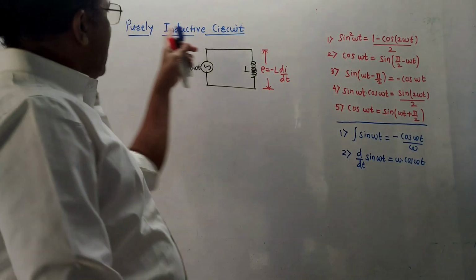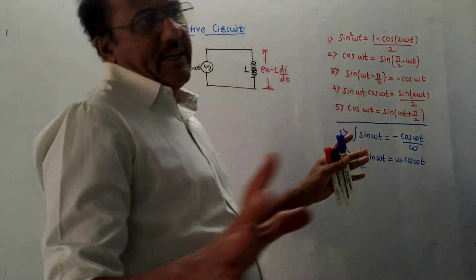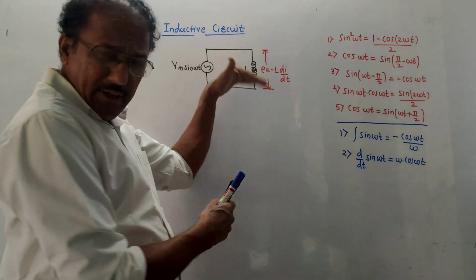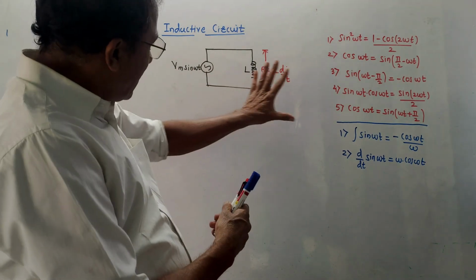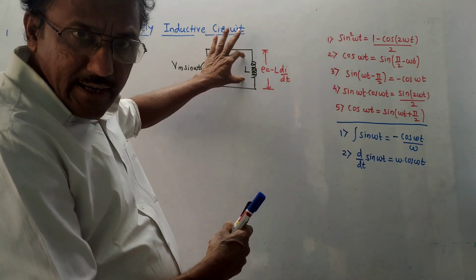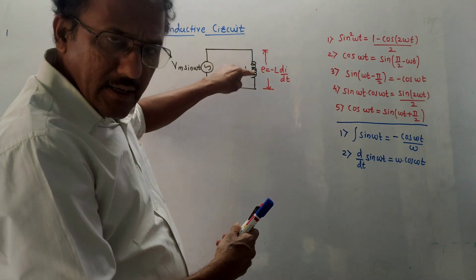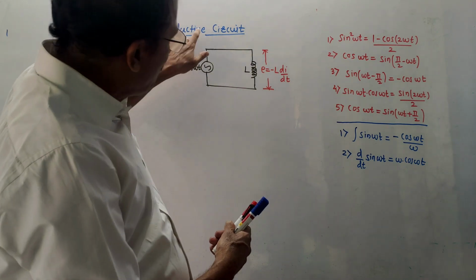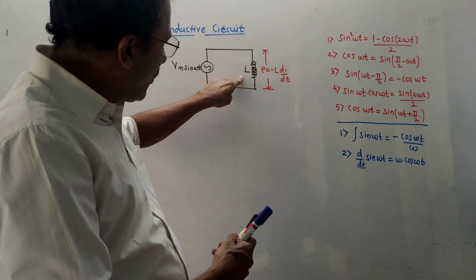The next derivation is for a purely inductive circuit. Now see, it is similar to the purely resistive circuit. What's the difference? In the earlier diagram, we had drawn the resistor here. This is an inductive circuit, so in place of the resistor, I have drawn an inductor.